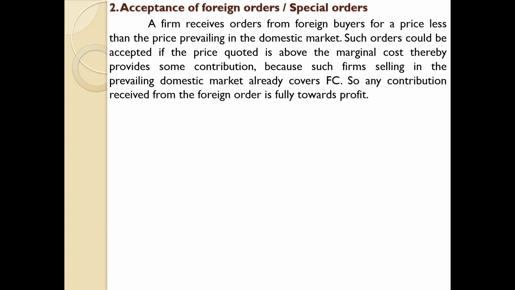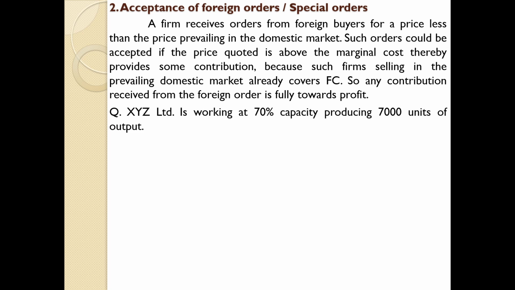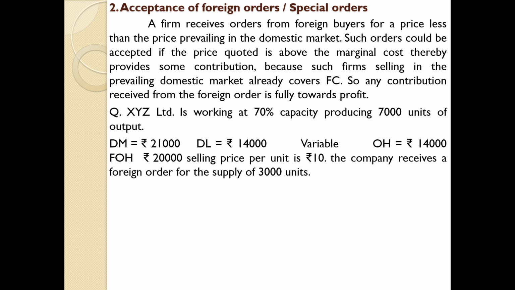So let us discuss the same with an example. XYZ Limited is working at 70% capacity, producing 7,000 units. They can increase production by another 3,000 units also. Direct material 21,000, direct labor 14,000, variable overheads 14,000, fixed overheads 20,000, selling price per unit is 10. The company receives a foreign order for the supply of 3,000 units. State whether the foreign order can be accepted or not.